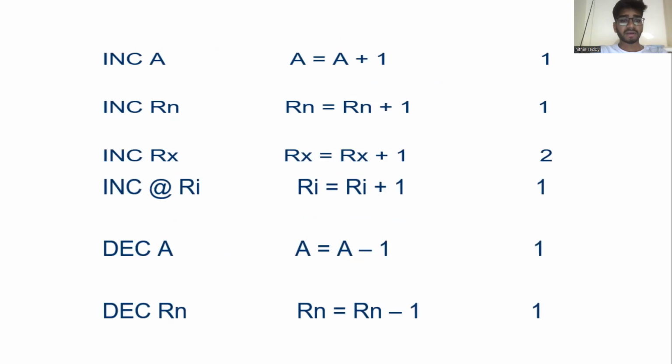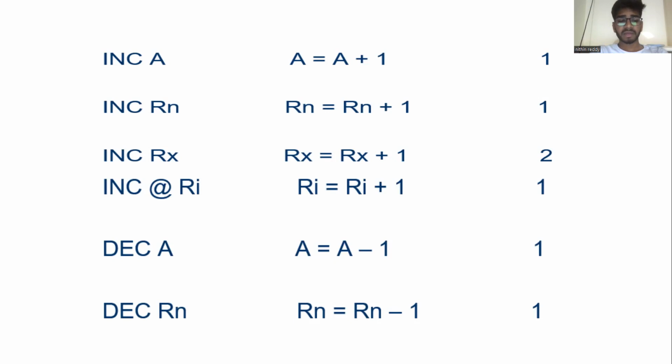INC A, where the accumulator is incremented by 1 and stored in the same accumulator and its byte is 1. INC Rn: Rn is incremented by 1 and the result is stored in the same Rn and its byte is 1. INC Rx: Rx is incremented by 1 and the updated value is stored in the same Rx and its byte is 2. INC @Ri: Ri is updated by 1 and the result is stored in the same Ri register and its byte is 1.